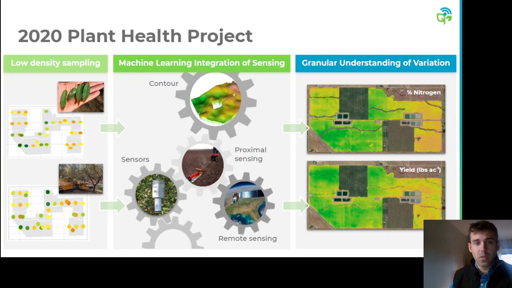Here at Semios, we are doing this research-level project in which we collect field samples. I put the example of the leaf analysis, but we also collect yields and other things, and we pass this through a machine learning approach using all the other approaches that I talked to you about today. We end up having a very granular understanding of variation, in which we know almost the nitrogen or the yield that every tree could have.